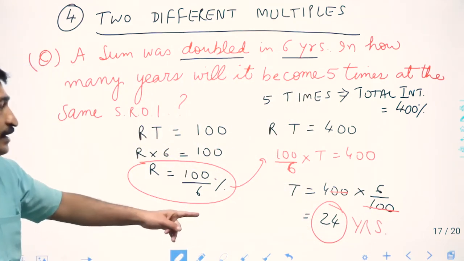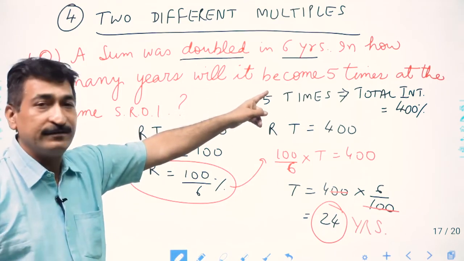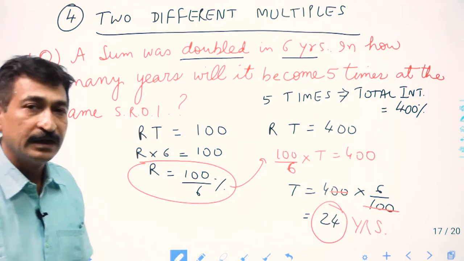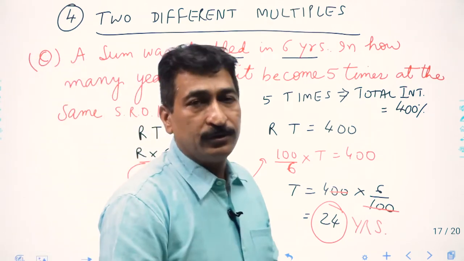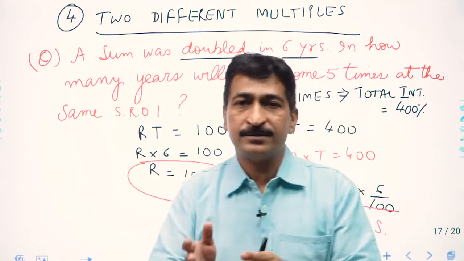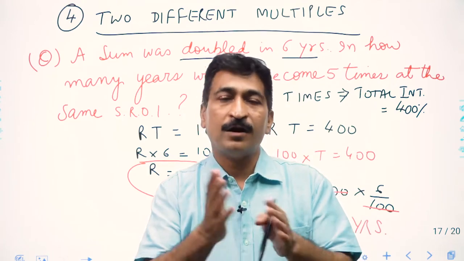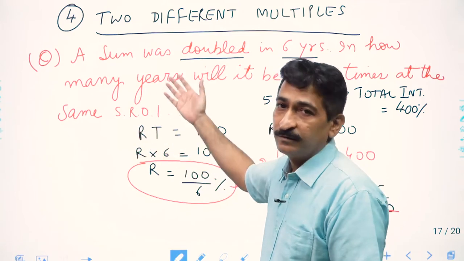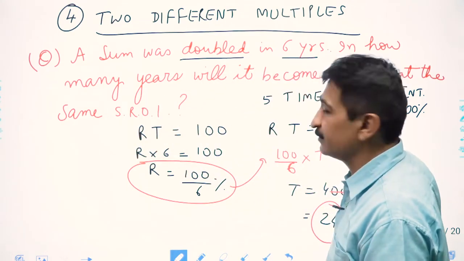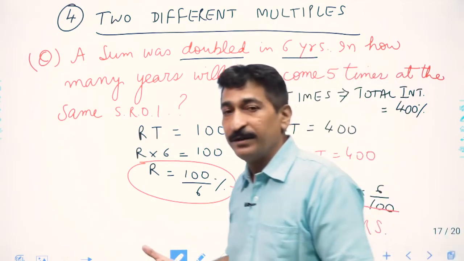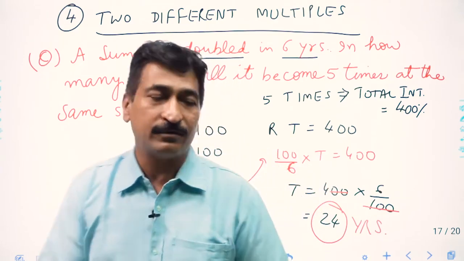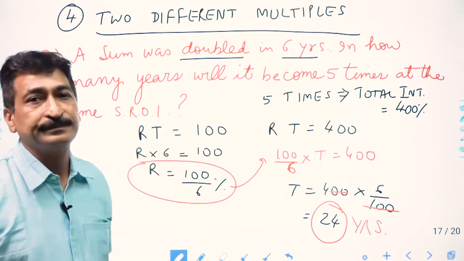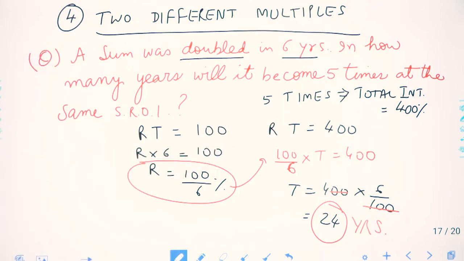So in 24 years the money will become 5 times at the same simple rate of interest. So this is how you will calculate the rate or time. In one condition one multiple is given, and in the other condition another multiple is to be calculated. So we will first calculate the rate and then substitute the value of rate in the second part. Let us move forward to the fifth type.